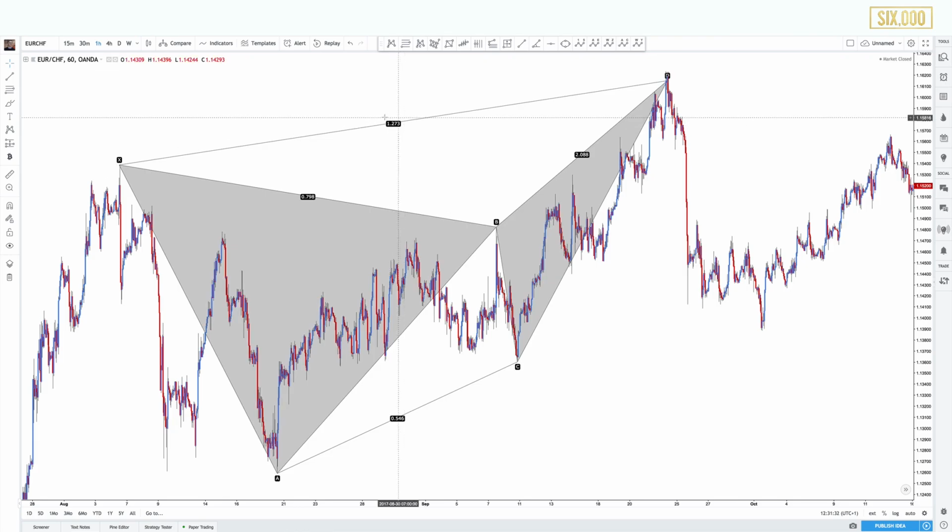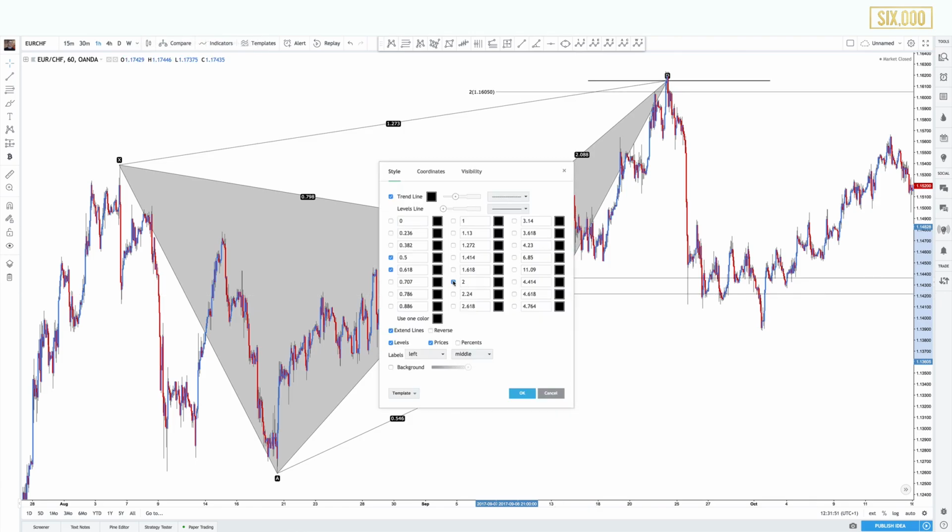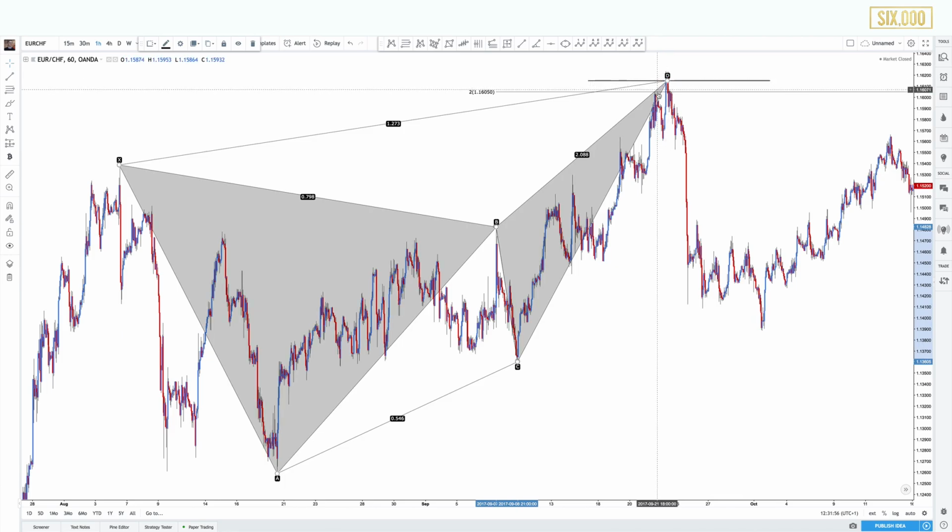We can see the XA projection is 1.272. This gives us the X to D, which completes at this area here. And that's really what we're looking at. We're looking to confirm that measurement. And what's even better is, if we use the BC projection, add in that 2.0 ratio, we can see how close that forms to the XA projection at the D point. And this just sets up the potential reversal zone. The additional measurement also forms in this zone as well that we're looking for.